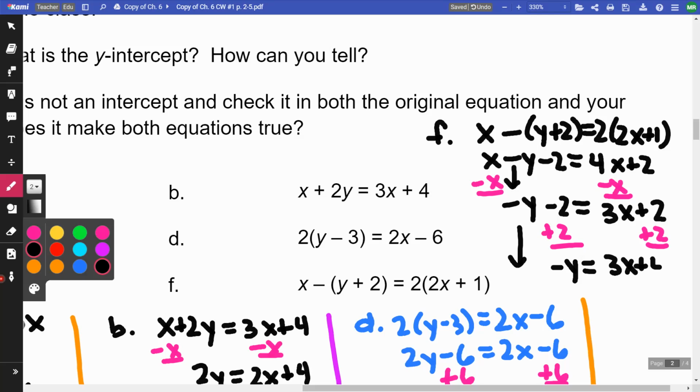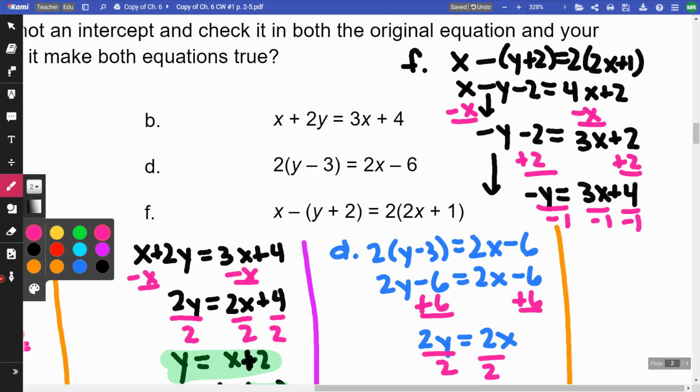But I do not want negative y. I want a positive y. So I am going to divide everything by a negative 1, which really is going to make everything opposite. So I'm going to get a positive y, I'm going to get a negative 3x, I'm going to get a negative 4. That's my equation. My slope is a negative 3, and my y-intercept is a negative 4.